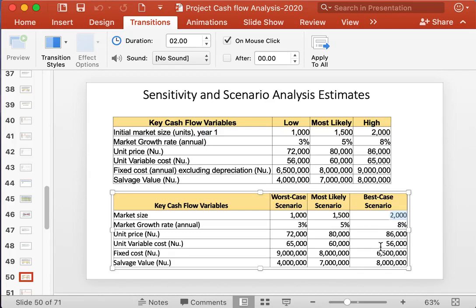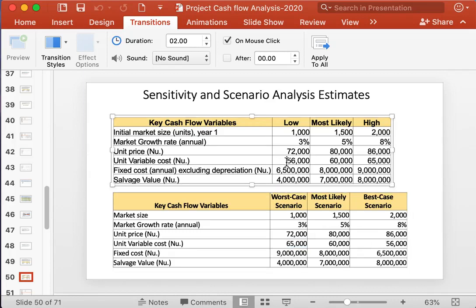But when we talk about the unit variables, in the worst case, it should be highest. In the best case, it should be lowest. So it is just the opposite. You can see in case of sensitivity analysis, the unit variable cost is lowest, and for all the key variables it is the lowest values.